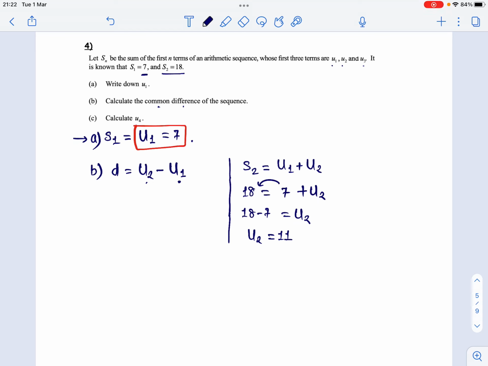This is not my solution because u2 is not my common difference. We will use this condition here and we will find out the difference is equal to u2, which is 11, minus u1, which is 7. So your difference is equal to 4. This is the second part.